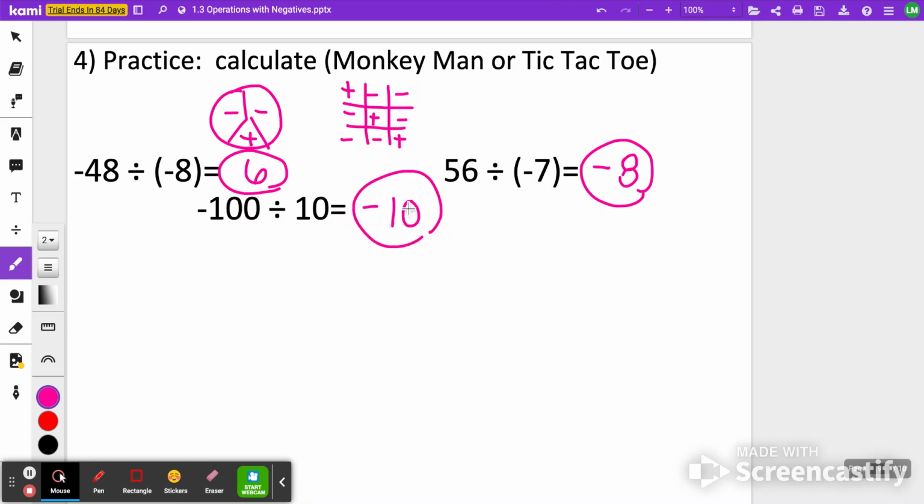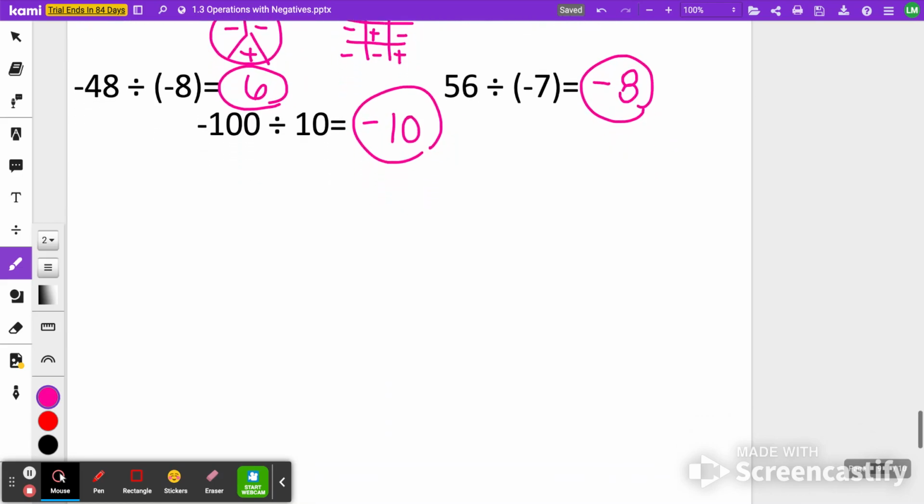Hopefully that helped review your operations with negatives, with adding, subtracting, multiplying, and dividing. That is the conclusion of our notes today.